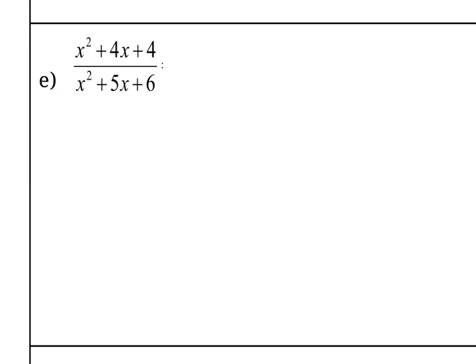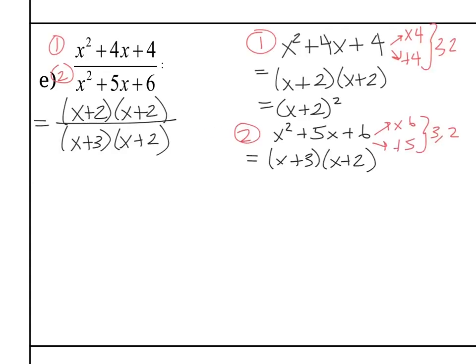All right, so let's try E now. So go ahead and factor the numerator and the denominator on your own and then come back to the video. So now that it's factored, you should have something that looks like this. We have our numerator, maybe you've written it as x plus 2 squared, that's fine, and we have our denominator all factored. So we can see we have two factors that match.